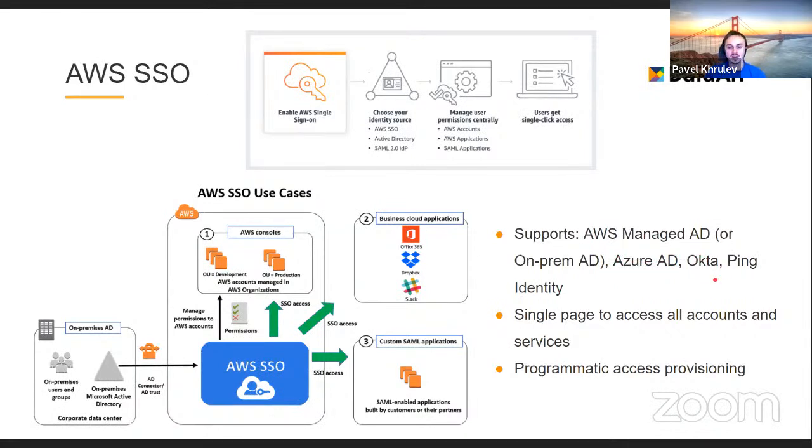And I think they're going to implement more and more. They are going to support more and more identity providers. Also, as I have already said, you can log into your AWS environment or any account just from a single page, and you can get programmatic access provisioning. For example, you can log into AWS SSO with your credentials of your identity provider, and then you can choose programmatic access and get temporary credentials for programmatic access.